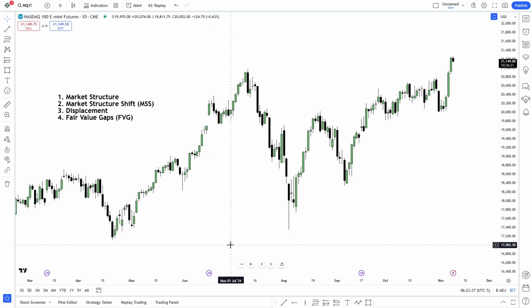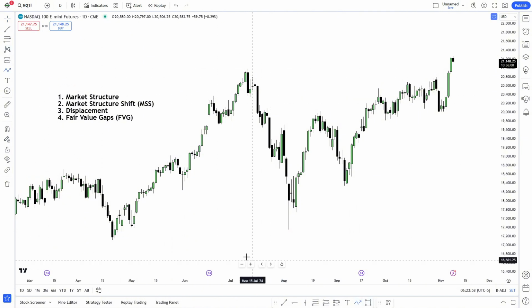In this video I'll be going over the four terms of market structure shift, displacement and fair value gaps. First off I'm going to explain each term one by one, and then I'm going to show them in chart examples. So first off, what does market structure mean?